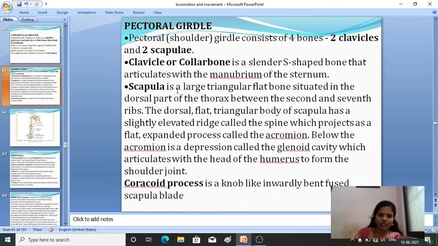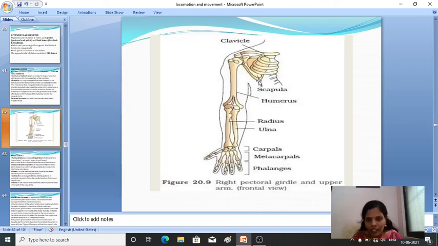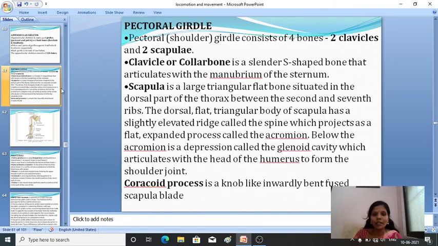Next is the scapula. The scapula is a large triangular flat bone which is situated in the dorsal part of the thorax, between the second and the seventh ribs. The scapula is present in between these; here it is. Where is it present? Exactly, in between the second and the seventh rib.